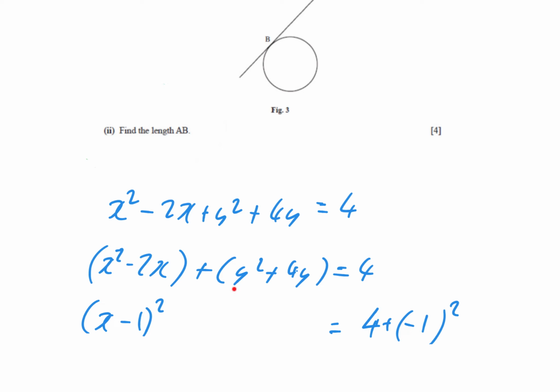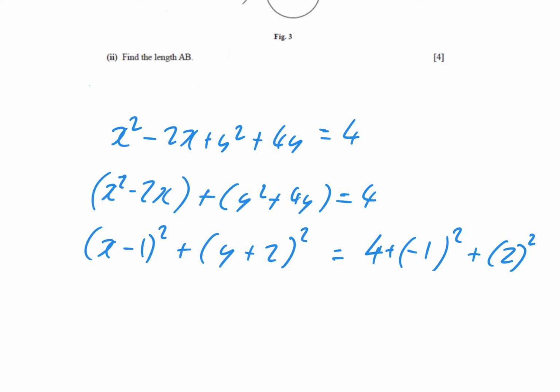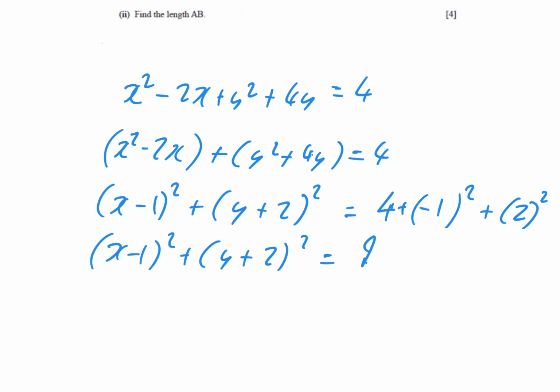Same for this one here. If we complete the square here, that becomes y plus 2 squared. But that would give you an extra 2 squared term on the left hand side, so you'd have to add in an extra 2 squared on the right hand side. So you've now got x minus 1 squared plus y plus 2 squared is equal to, and then that's going to be 4 plus 4, which is 8, and then plus another 1, which is going to be equal to 9.